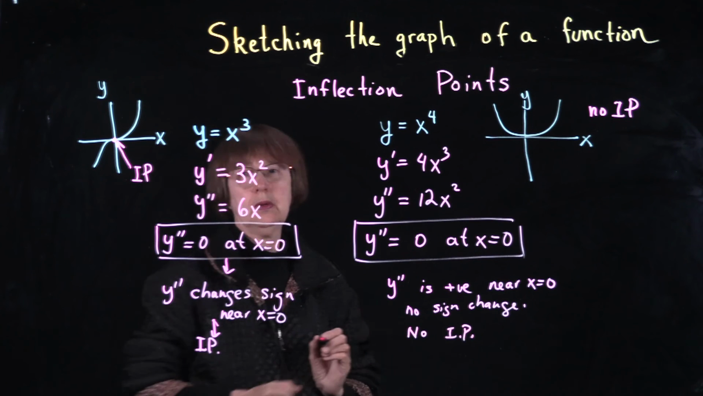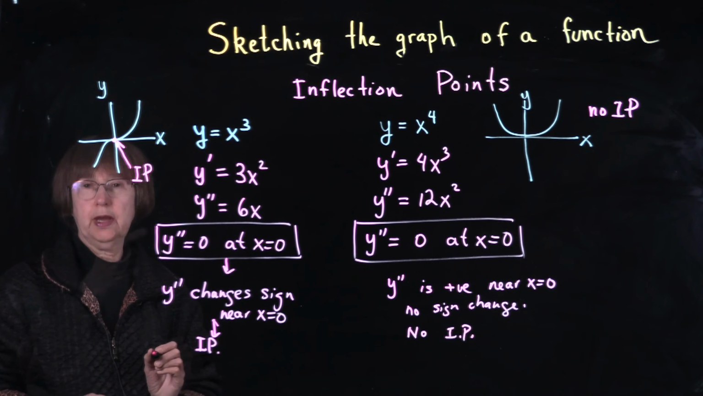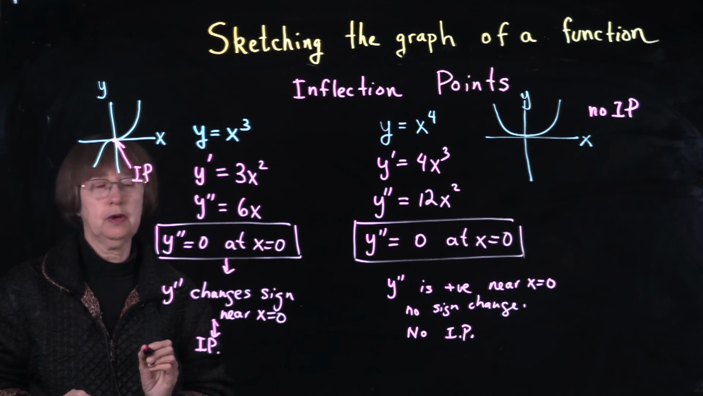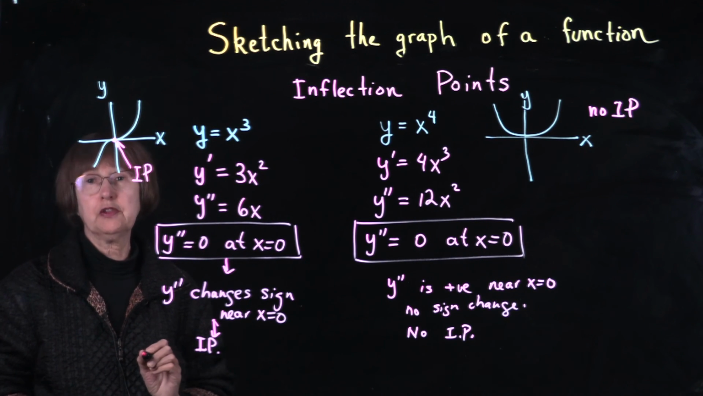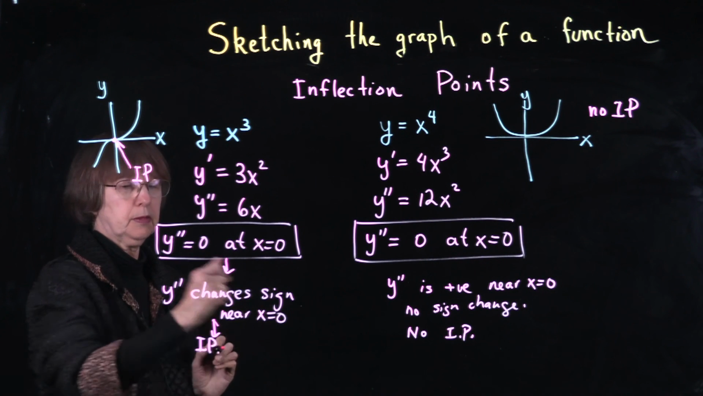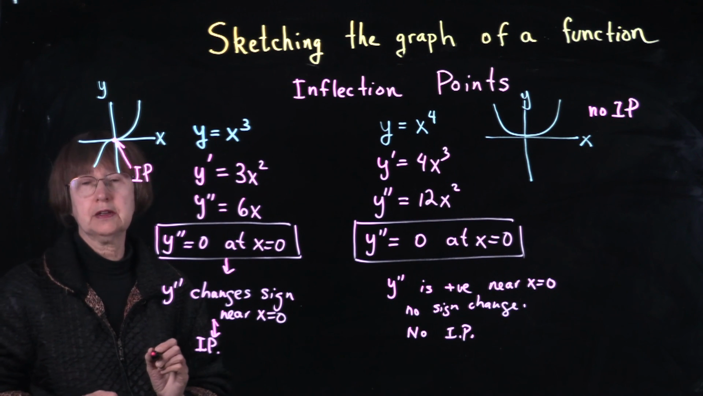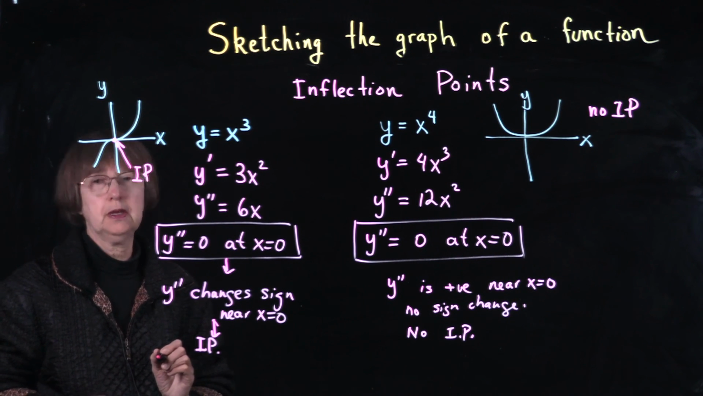This example illustrates the fact that we have to take great care. If we find a function whose second derivative is 0, we must not jump to the conclusion that there's an inflection point there. We must check whether or not the sign of the second derivative actually changes near that point.